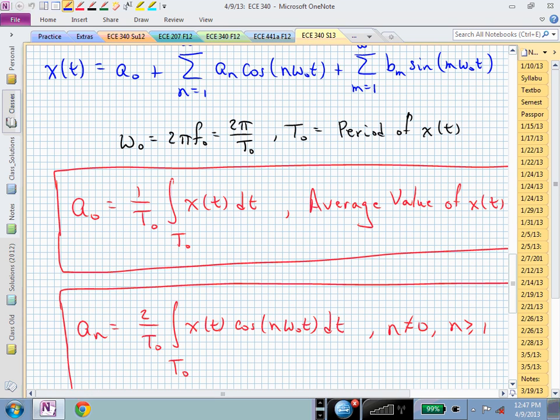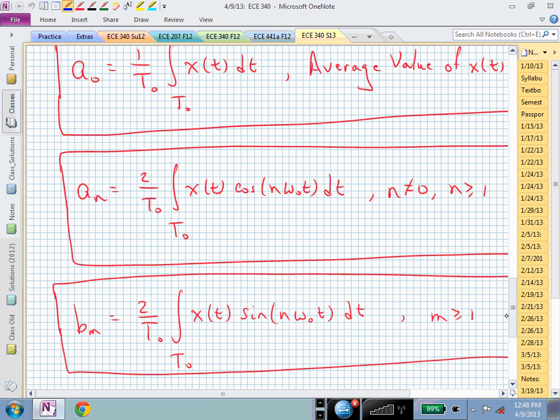That's what these A's and B's are doing. They're basically telling you how this x of t looks like these different sines and cosines. That's what the A's and the B's tell you. They tell you this relationship or correlation between your periodic waveform x of t and the cosine and the sine of the appropriate frequency.